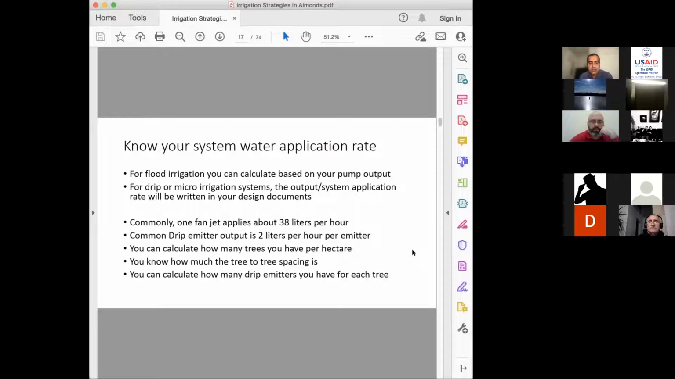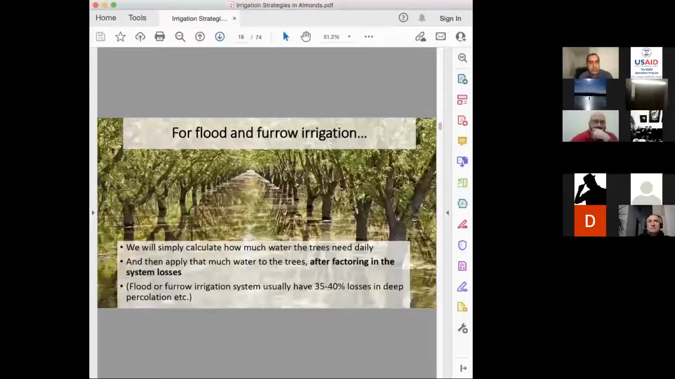And all you need to do is just keep the system working, keep the system flushed, and do system maintenance every year, so that the system efficiency and distribution uniformity remain high. And you can use these numbers year after year. Now, you also know how many trees you have per hectare, what the tree to tree spacing is, and how many drip emitters you have for each tree. So all these things you already have in your notes.